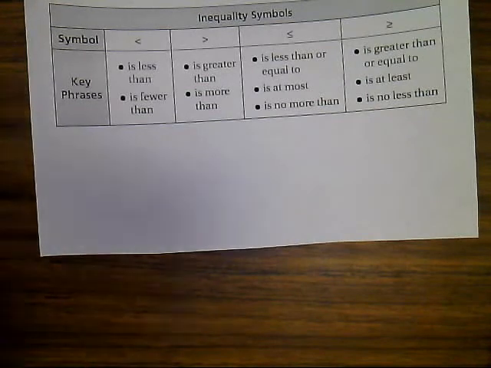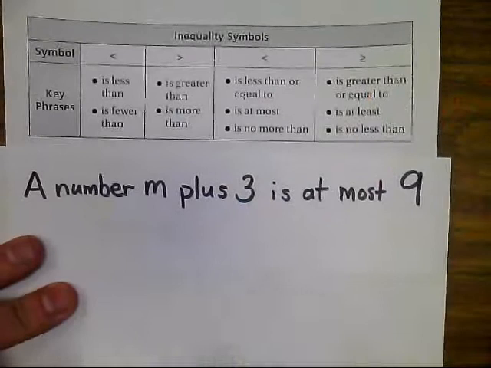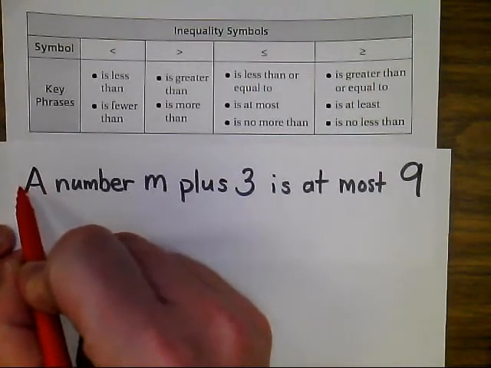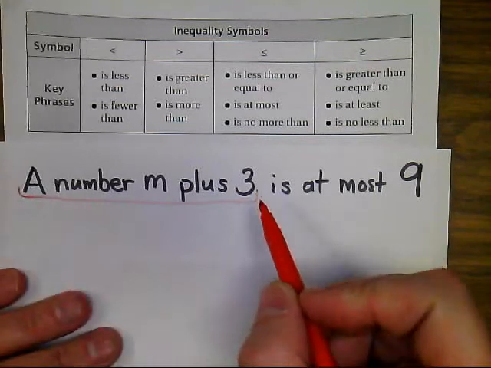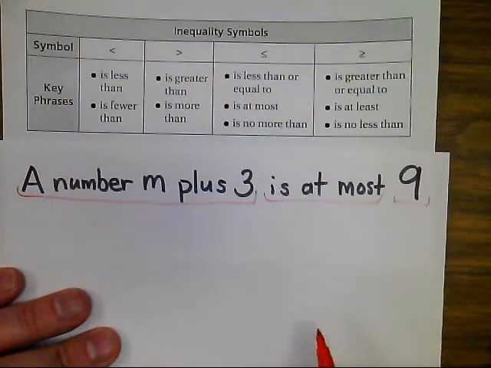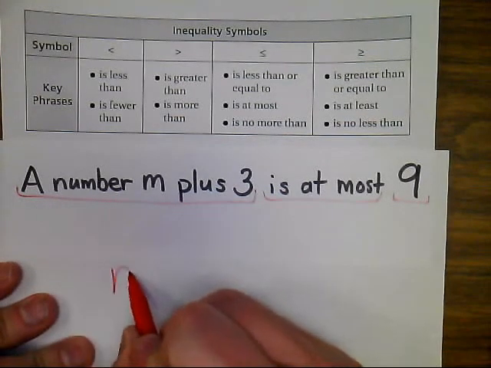Here, this one's going to be a little bit trickier for 2 reasons. One, you're going to note that on one side of our inequality, we have a number m plus 3. And then we have is at most, and then 9 or other term. So on one side of our inequality, a number m plus 3.